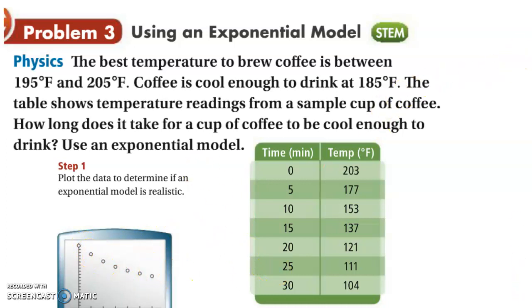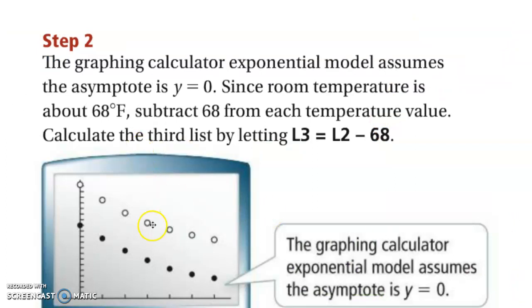All right, let's look at what comes next. So the next thing we're saying, well, in order to use the regression on the calculator, we need the asymptote to be 0. So since room temperature is 68 degrees, we're going to subtract 68 degrees because the coffee will settle in at 68. Actually, that's a little cool for me, but I guess that's the example that we're going to use. Okay, so we're just going to take everything and subtract 68. Now, they're doing this on the graphing calculator. We could do it in Desmos as well.